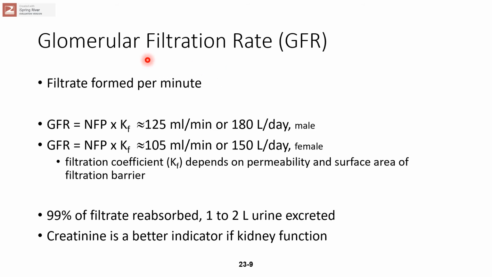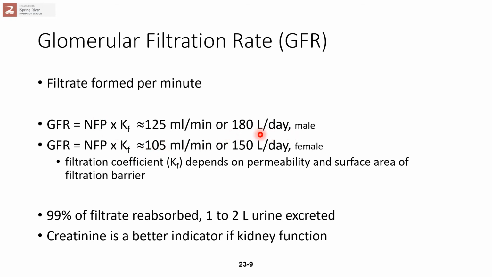Clinically, what is of interest to us is glomerular filtration rate. The glomerular filtration rate is the filtrate formed per minute, and the glomerular filtration rate can be determined by using the net filtration pressure and the filtration coefficient, which is Kf. So this is a constant, and NFP is the net filtration pressure.